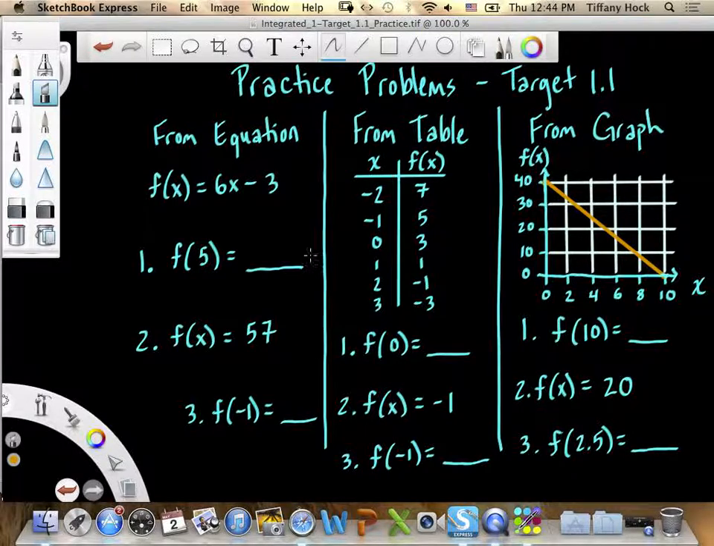So for this problem, what I want you to do is to pause the video and work out these problems on your own. You can just write "from equation" and then list problems 1 through 3, "from the table" 1 through 3, and "from the graph," and then list numbers 1, 2, and 3 as well on your paper. And then you don't have to copy the equations and the tables and graphs, just answer the questions looking at the video. But go ahead and pause the video now and work on these problems, then just resume play when you're ready to see the answers.